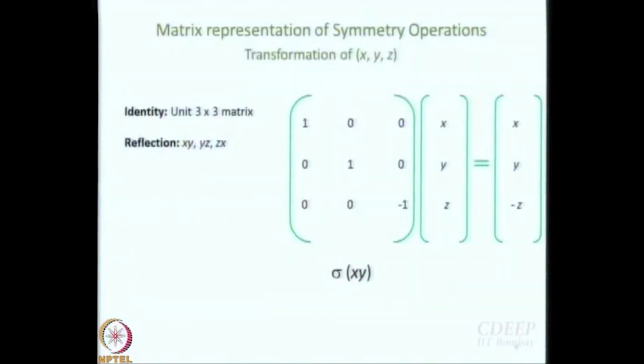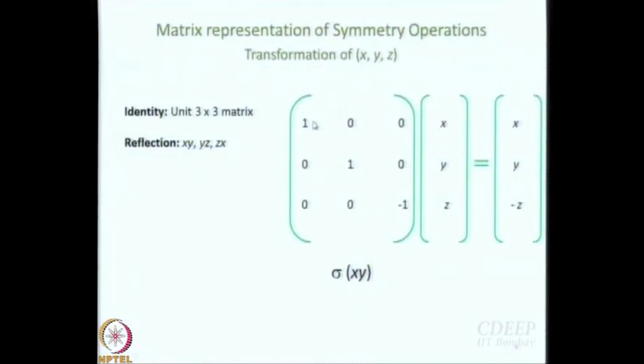1 0 0, 0 1 0, 0 0 minus 1. This is the matrix. So what have we got? We have got the matrix representation of reflection with respect to the xy plane. Very simple, no difficulty so far. Now tell me, what will the matrix be for yz? For yz, y and z will remain the same, so x will change sign, x becomes minus x, right? So minus 1 0 0, 0 1 0, 0 0 1. And then zx.